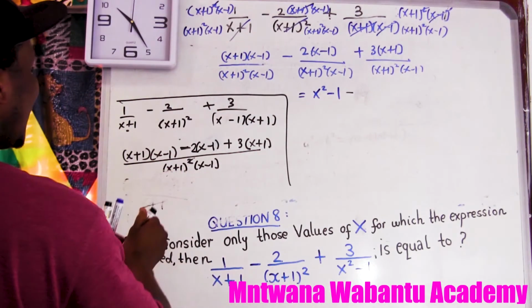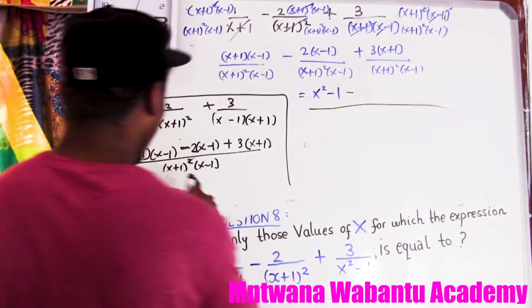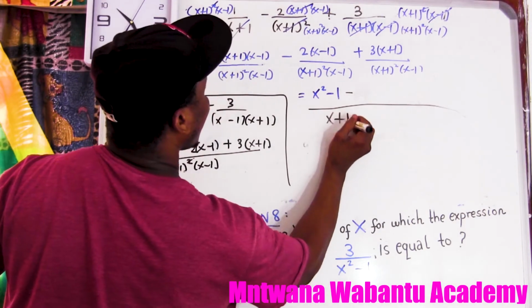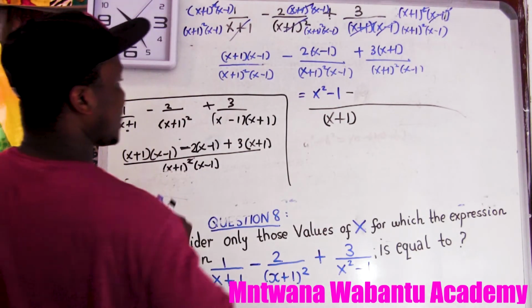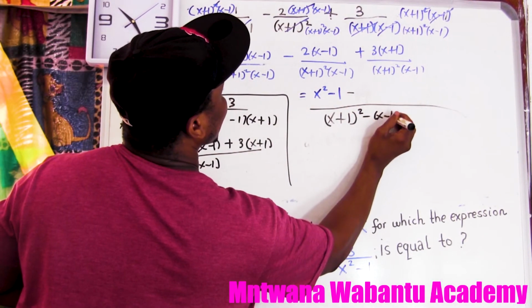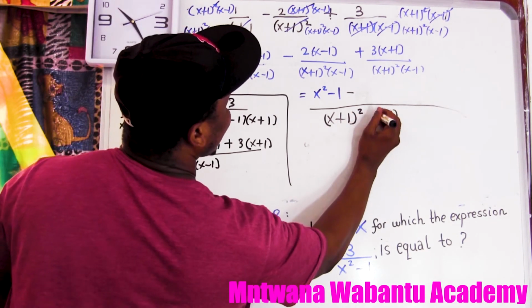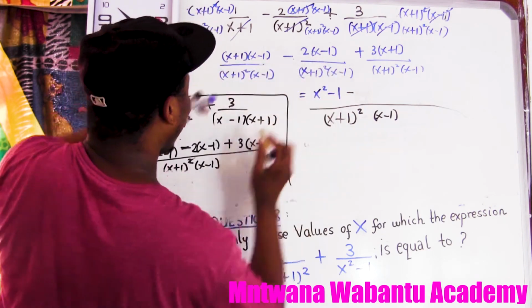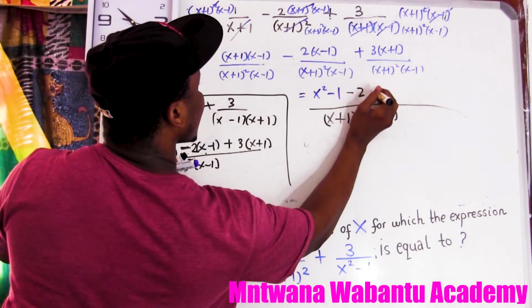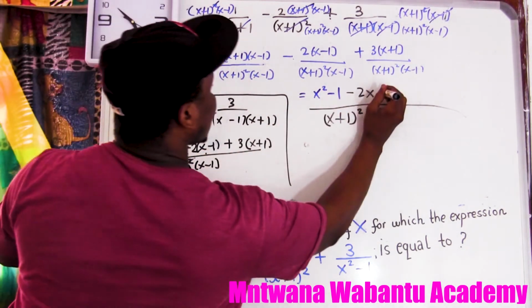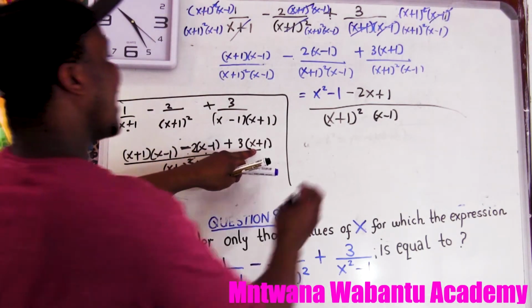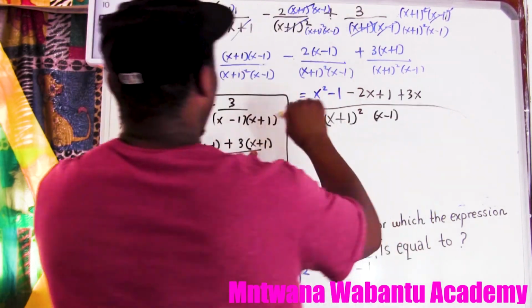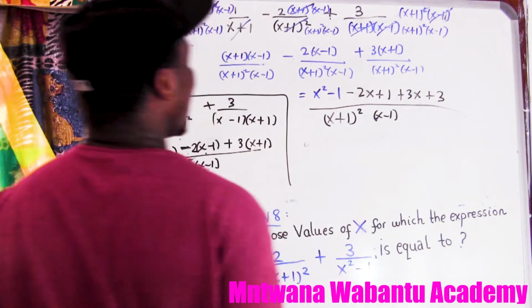So what is our common denominator here? Let me do this. Let's use this. x plus 1 squared, and then x minus 1. Oh, multiply x minus 1. So now let's come here. This is going to be x squared minus 1, and then minus 2x plus 1 plus 3x plus 3. Okay, so let's put them together.